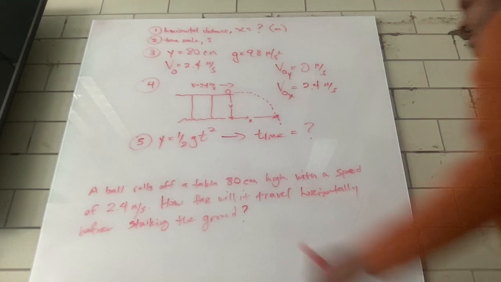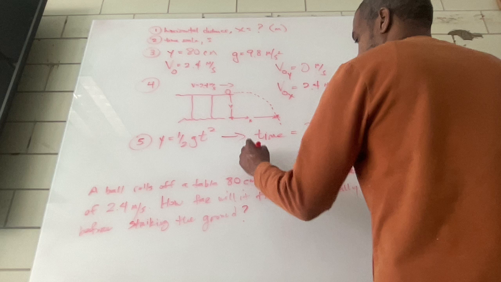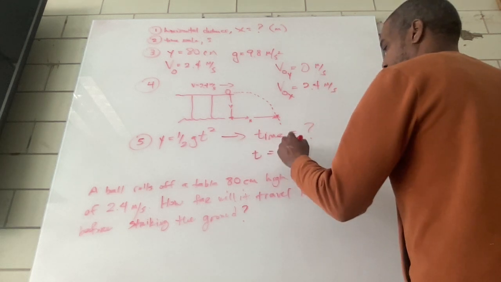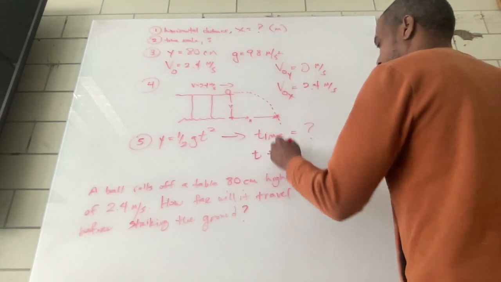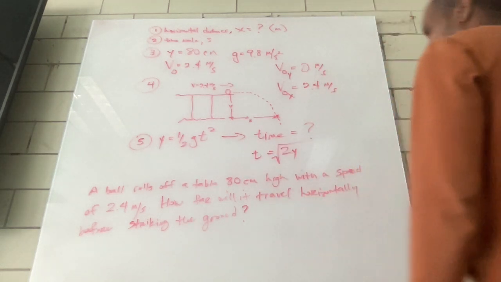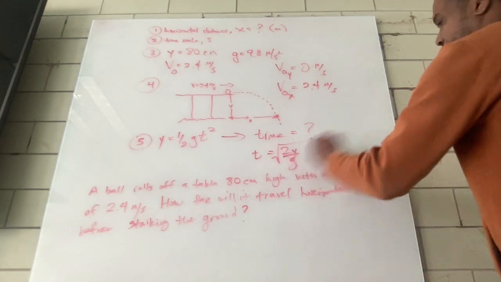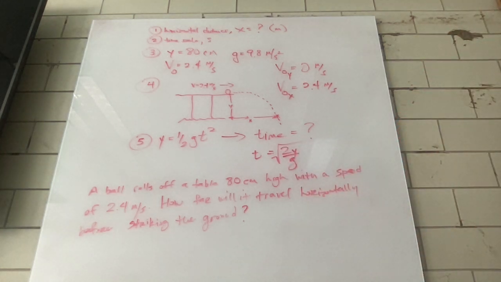Because if I do, my time is going to be equal to what? The square root of 2y over g. That's what my time is going to be.